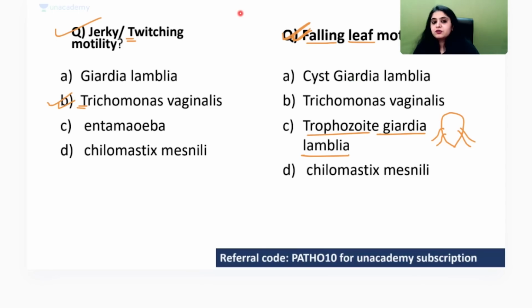So you are supposed to read the options very carefully and then attempt. Is that okay with everyone? Chalo. Having said that, I think chylomastix mesnelli is what you're asking me.